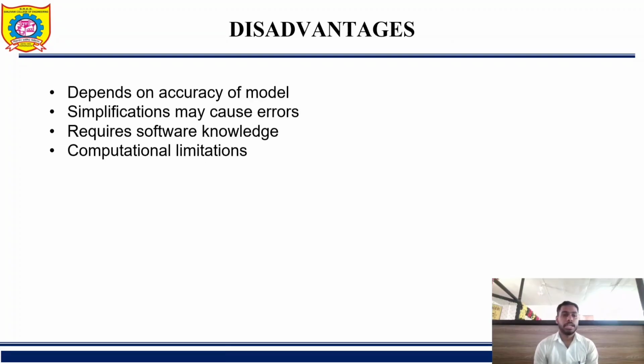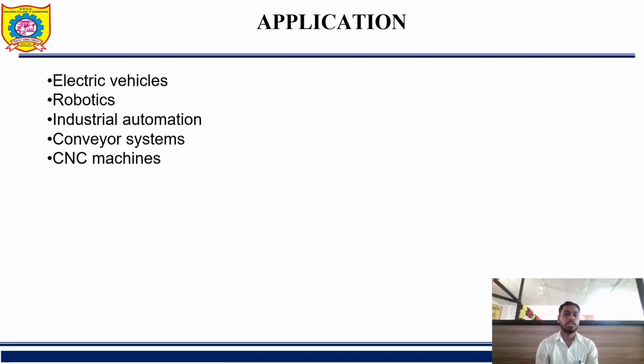Next, there are some disadvantages of this system. First is dependence on the accuracy of the model. This model is not that accurate, so we cannot fully depend on it to get accurate values. Next is that simplification may cause errors. To make this simulation simpler and more understandable, it causes some errors. It also requires software knowledge, and computational limitations are there.